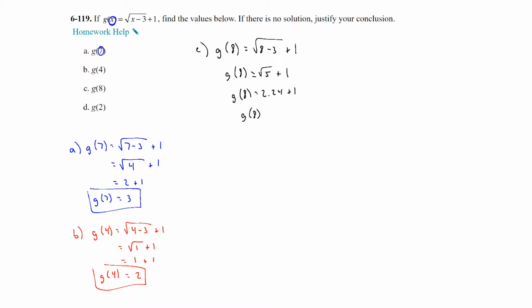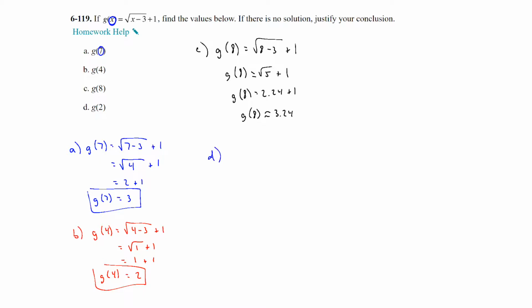So g of 8, and usually when we write approximate, we use a little symbol with 2 curved lines, and we get 3.24 approximately. And once again, that means it's approximate, it's not the exact solution or value.